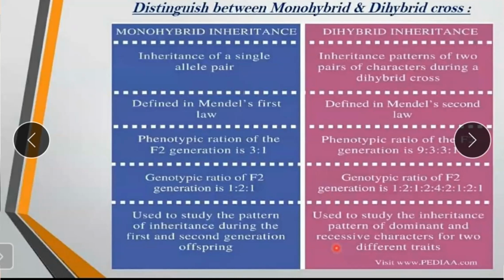Now, what about the dihybrid inheritance? It is used to study the inheritance pattern of dominant and the recessive characters for two different traits. So, where can we use this dihybrid inheritance? This is used to study the inheritance pattern of dominant and the recessive characters for two different traits.